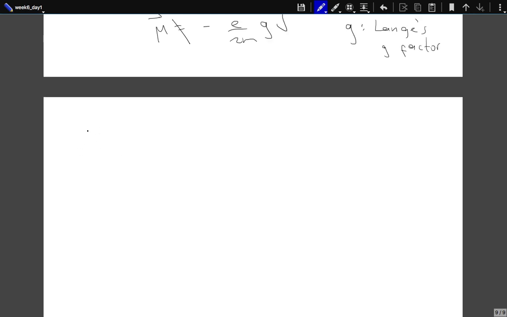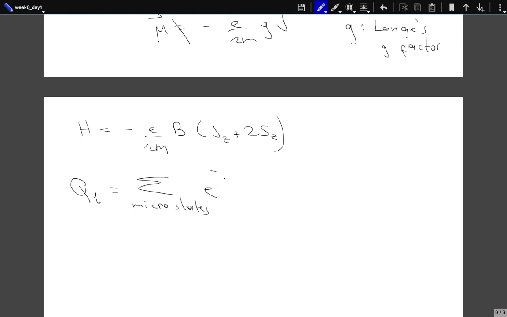Again, our Hamiltonian will be given by minus e over 2m times B times Jz plus twice Sz. Now, of course, remember what we are trying to calculate is Q1, which in this case will be given by the sum over all the microstates of e to the power minus beta E_R, E_R being the energy of the microstate.